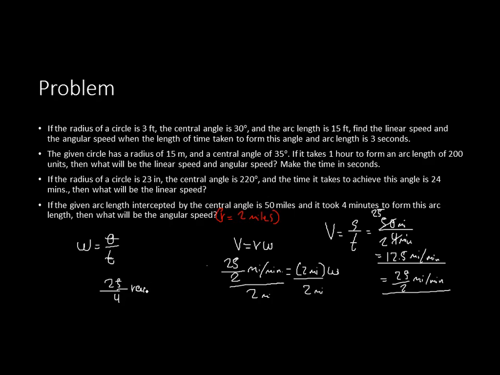25 over 4 radians per minute is equal to W. That is your answer. If you're asking me why it became radians, remember that radian is unitless. So if you divide 25 over 2 by 2, the miles here are cancelled. What's left is minutes.